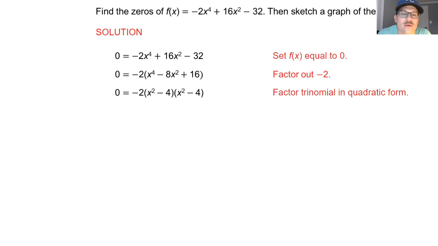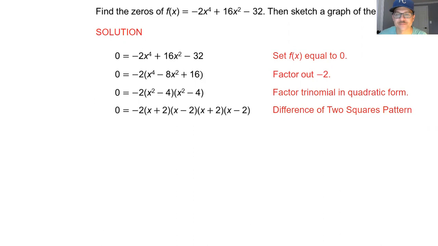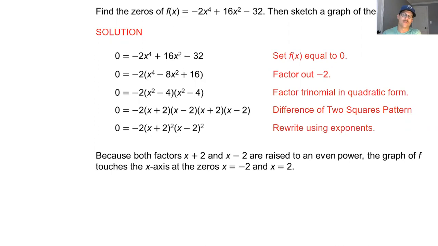You set those together, your x squared minus 4, both sides. Then you're going to take your difference of perfect squares for each one of those parentheses. You get x plus 2 and x minus 2 for both of your parentheses. Combine all of those back together with exponents, because you have two x plus 2's and two x minus 2's.